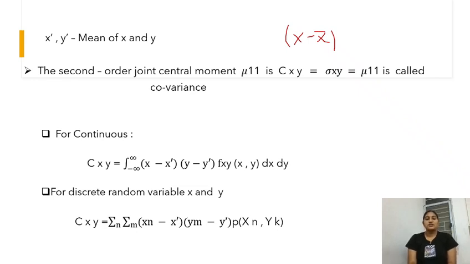The second order joint central moment mu11, Cxy, equals sigma xy, equals mu11, is called covariance. The covariance is also denoted as mu11.